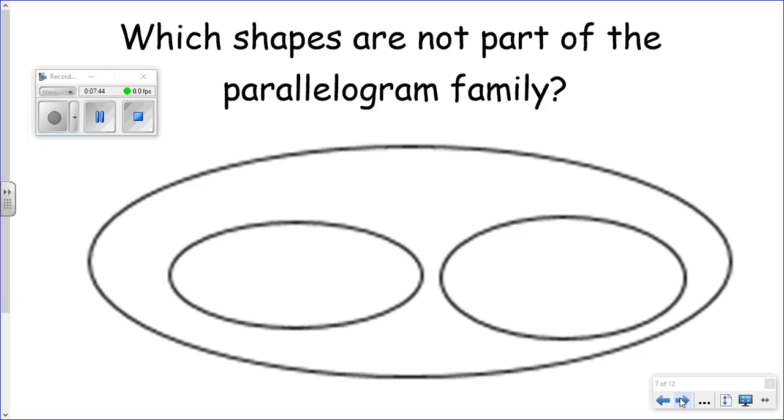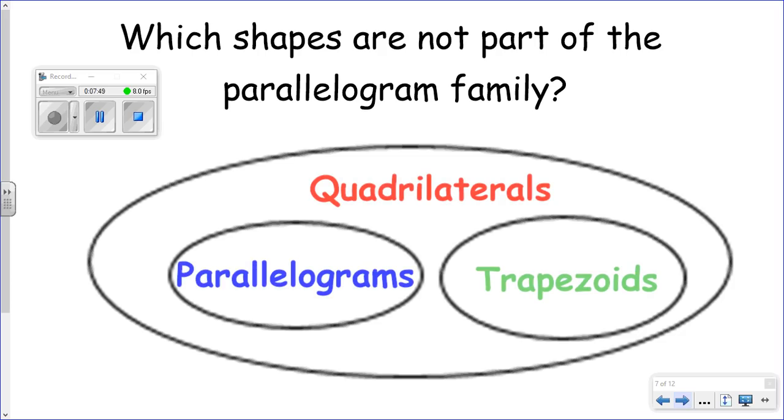All right, so now what shapes are not part of the parallelogram family? So we start and we have quadrilaterals just on the outside as the big circle, and we have a section for parallelograms, but we also have a section for trapezoids, and as we can see, they don't overlap, so they don't have anything in common. Inside that parallelogram circle would be the rectangles, the rhombus, and the square, but we see those are totally in the parallelogram and they don't overlap to the trapezoid. Okay? And so that's it. Go ahead and make sure this is in your notebooks.